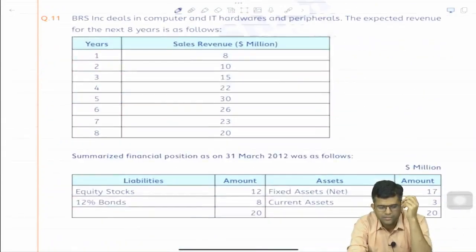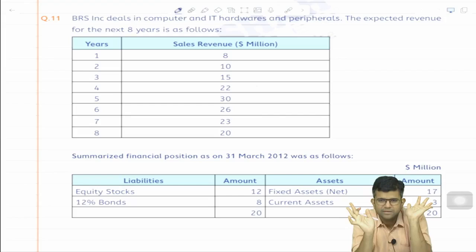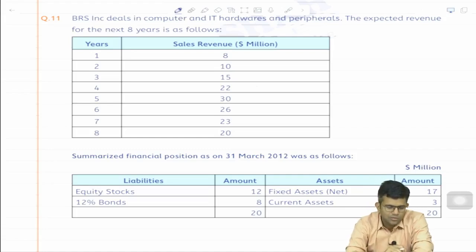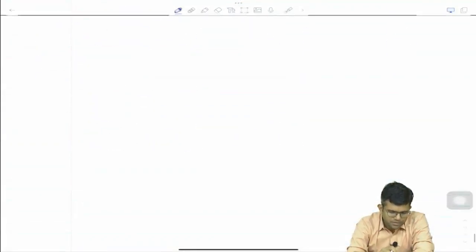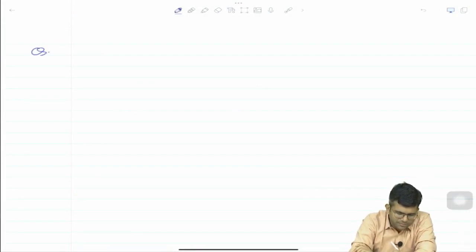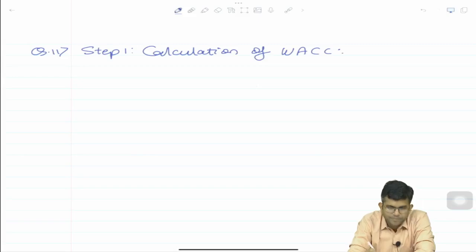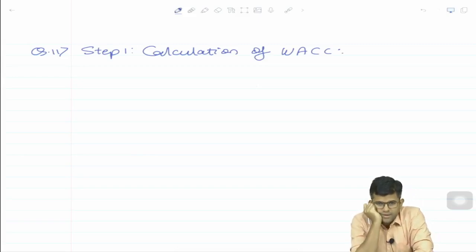Students, how to start? Baby steps, baby steps. Let's first do WACC. Are you all there? Let's first do WACC. We'll cancel out that point from the question, we will not see that, and we'll go ahead. Everyone ready? Small, we will do. So write down question number 11. Step 1. Calculation of WACC.